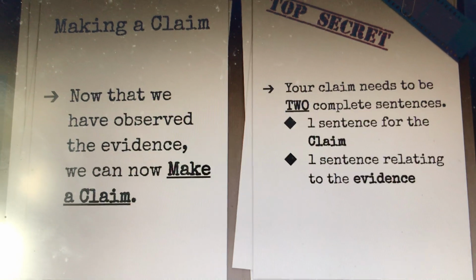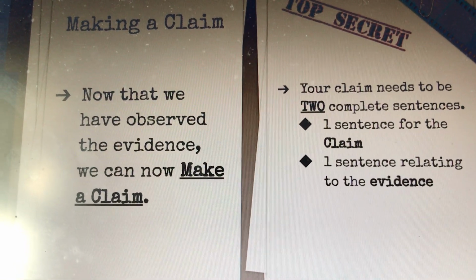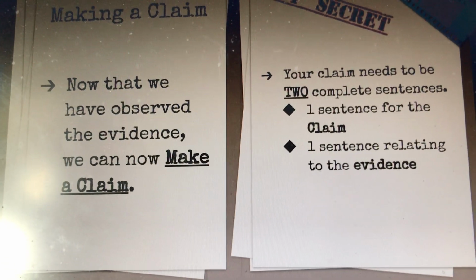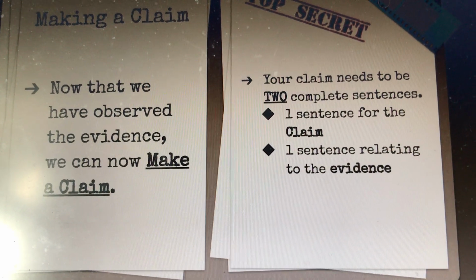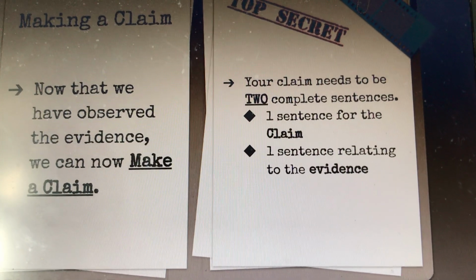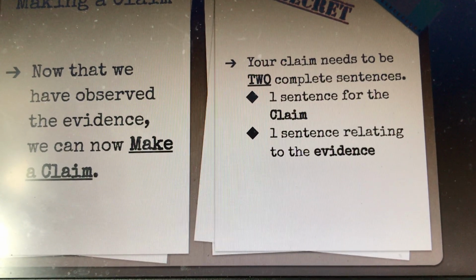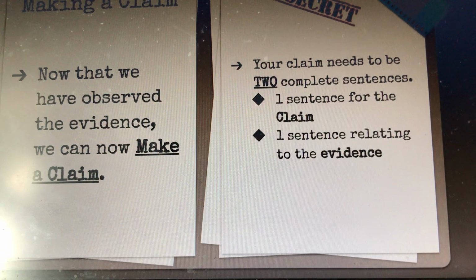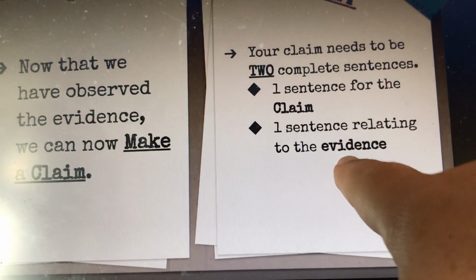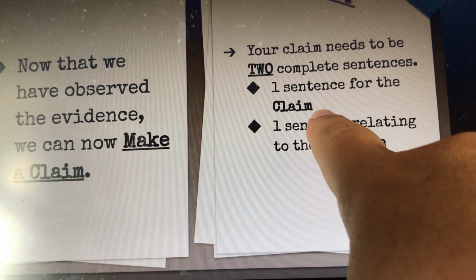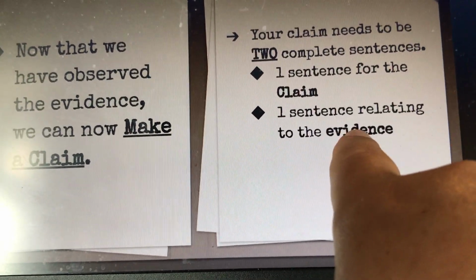Well, we're going to take that now and we're going to make a claim. Right? So we've observed the evidence. We've made inferences, and now we can write our claim, right? Because that's the third part in investigating ancient history. So in 6th grade, our claim needs to be 2 complete sentences. 1 sentence would be for the claim, and 1 sentence would be the evidence, right? And so when you make your claim, you want your evidence to support it, right? This is what I see. This is what I think it represents. This is how I know.